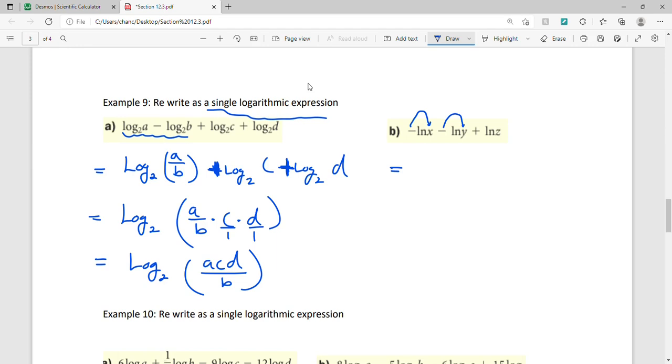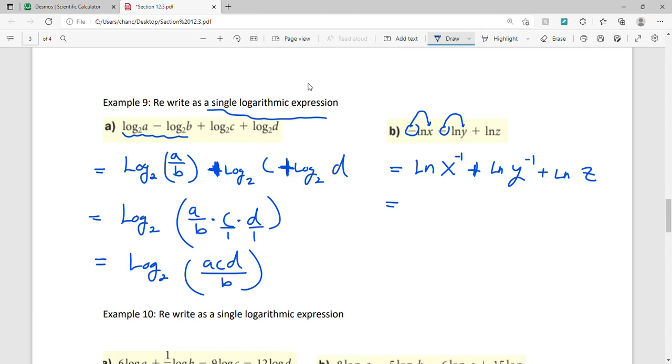So I can pretend there's a negative 1 in front of that natural log. And using the power rule, this is equivalent to the natural log of x raised to the negative 1 plus the natural log of y raised to the negative 1 plus the natural log of z. When I use the power rule to bring that negative into the exponent, the numbers in the front are now positive. This is good because I don't like the negatives.